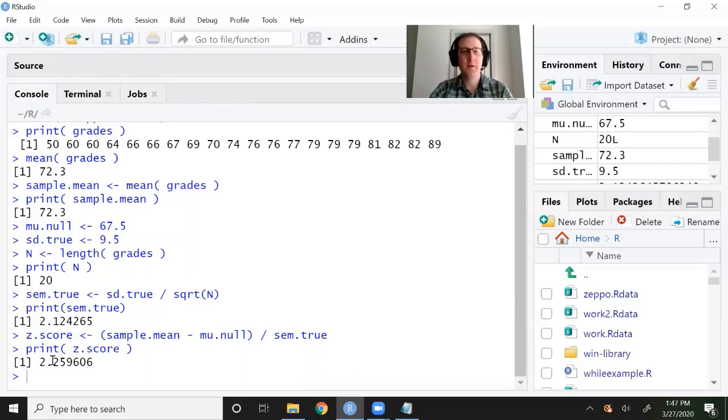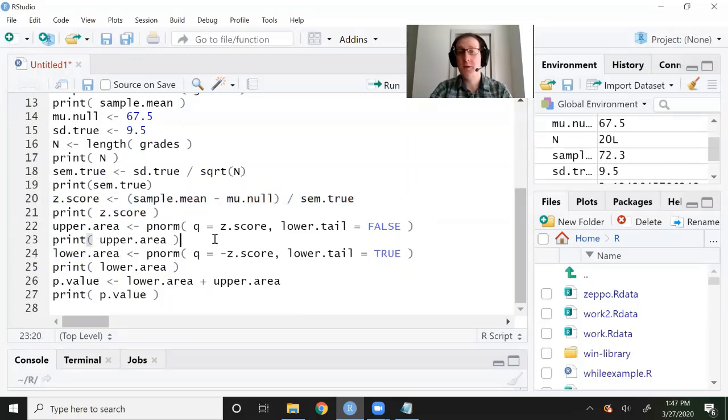And basically what you're seeing is that the mean for psychology students is 2.259606 standard errors above that mean. So that's pretty far above what we would usually expect. Again, usually about 95% of the distribution is within 2 standard deviations. So this is a little bit above that.